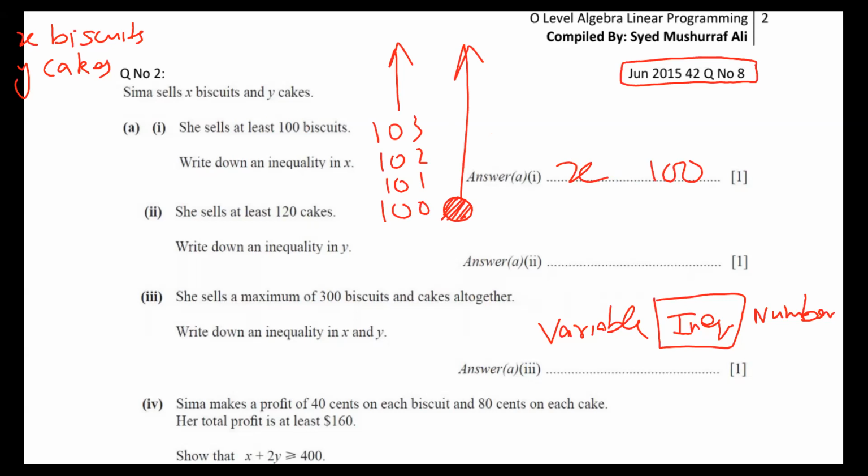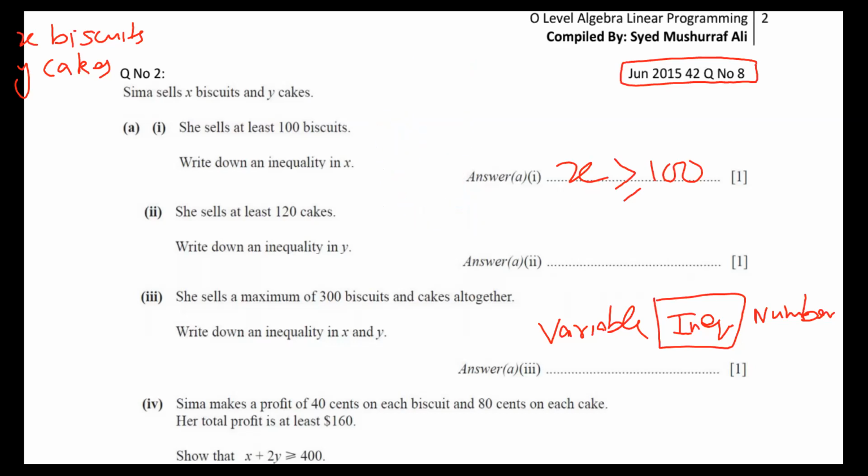Some students by mistake write this way, and they read from this end. No, don't read from the number 100. Always read from the variable end. It means read from this. So this is called bigger. You can say that mouth open means bigger than. So X is bigger than 100. So this idea is very clear.